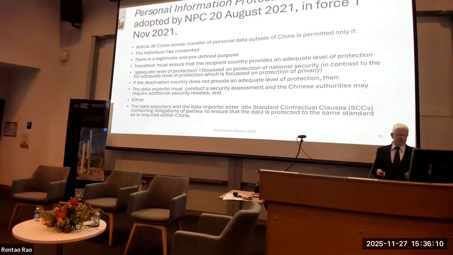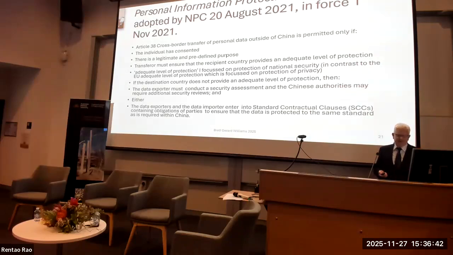On cross-border transfer of personal data outside of China, it's generally permitted only if it meets quite a large number of requirements. You have to have consent from the individual. There must be a legitimate predefined purpose. The transferor must ensure that the recipient country provides an adequate level of protection. And as I said before, adequate level of protection under Chinese law focuses on protection of national security, in contrast to the EU, where it's all concerned about protection of privacy.